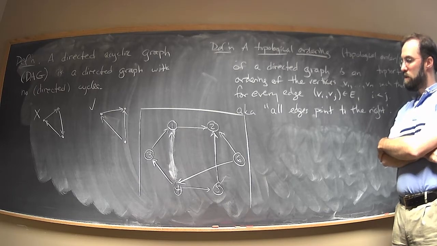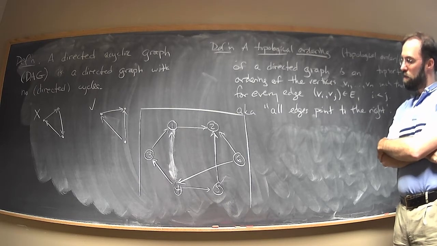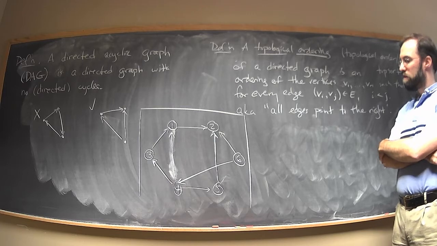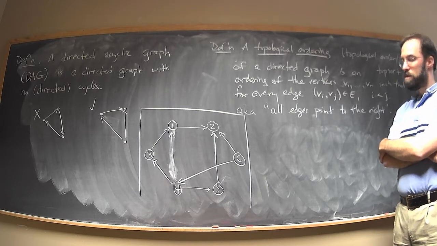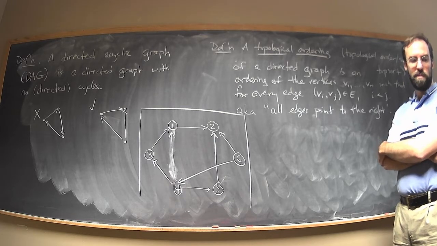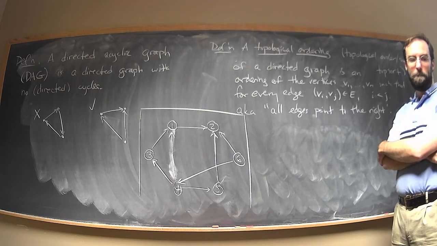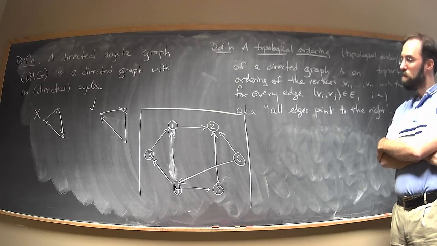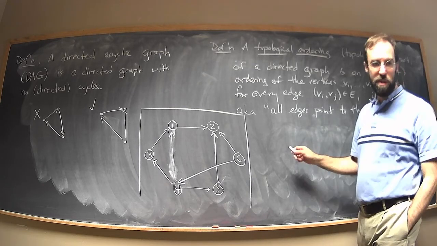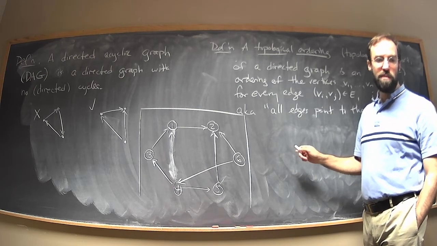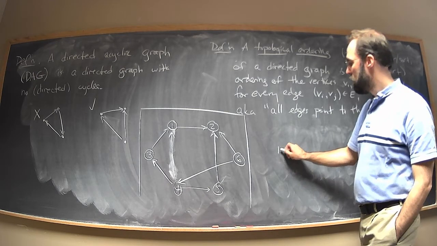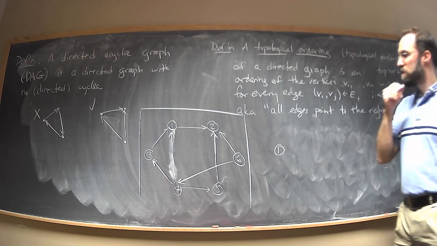Maybe someone tell me, what vertex do you think should come first in a topological ordering? Daniel says 1. Is that what you're saying, Daniel? Vertex 1? Okay. You put vertex 1 first, then what should come next?